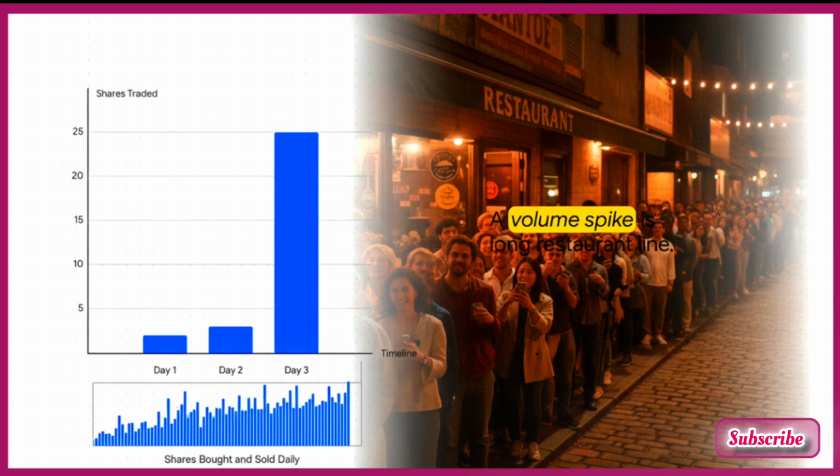Think about a quiet neighborhood restaurant. If it normally has 1 or 2 customers a night, but suddenly there is a massive line out the door for a whole week, you instantly know something real is happening. Maybe they got a Michelin star or a food critic's review just went viral. That volume spike tells you a huge crowd of people suddenly care.